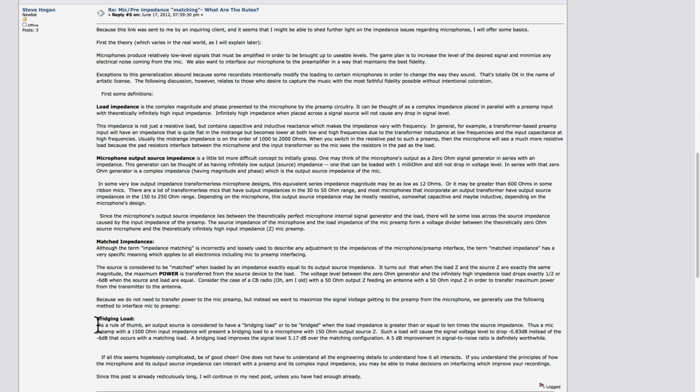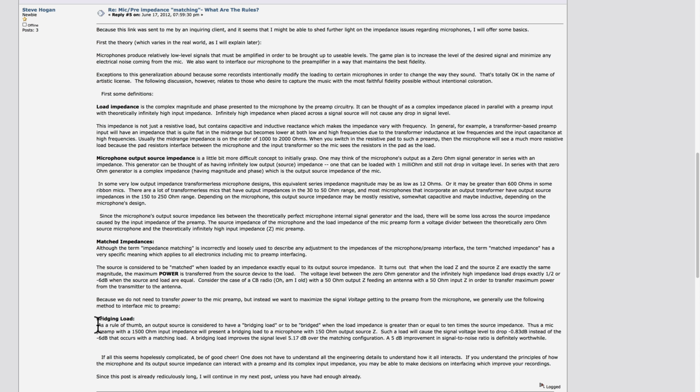Thus, a mic preamp with a 1500 ohm input impedance will present a bridging load to a microphone with 150 ohm output source Z. Z means impedance. Such a load will cause the signal voltage to drop minus 0.83 decibels instead of the minus 6 dB that occurs with a matching load. A bridging load improves the signal level 5.17 decibels over the matching configuration. A 5 dB improvement in signal-to-noise ratio is definitely worthwhile.